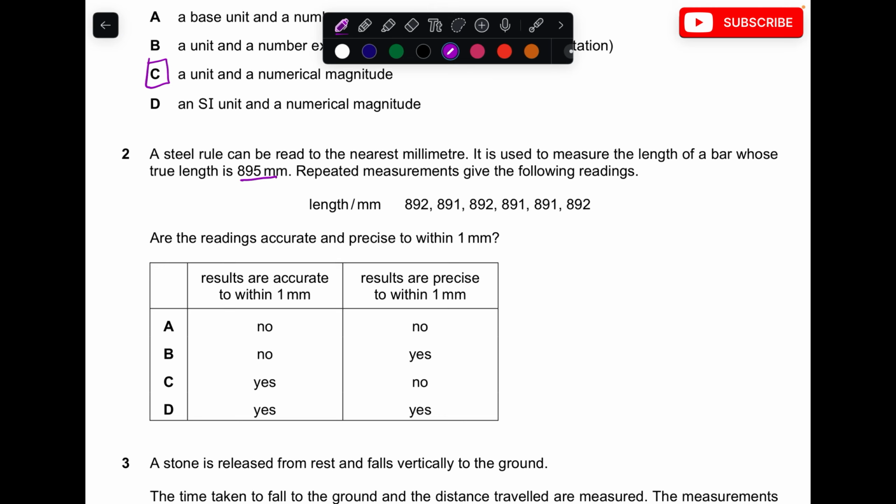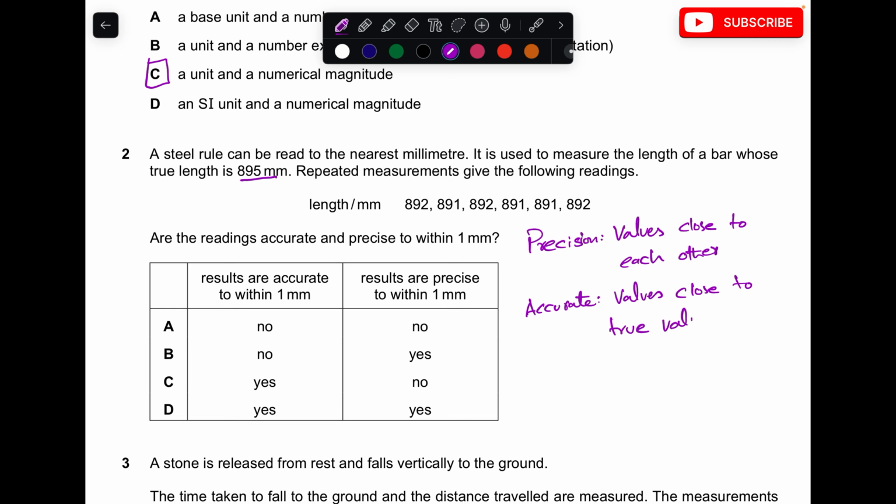So what we have to keep in mind is what precision is. When we discuss precision, it means values close to each other. That will tell how precise they are. And when we talk about accuracy, it means values close to the true value. So this is the true value that we have, and this is the data that we have.